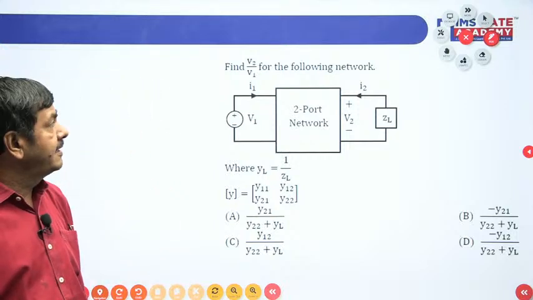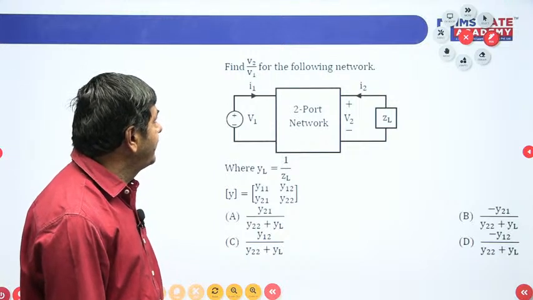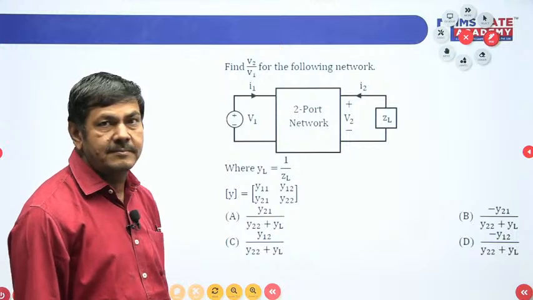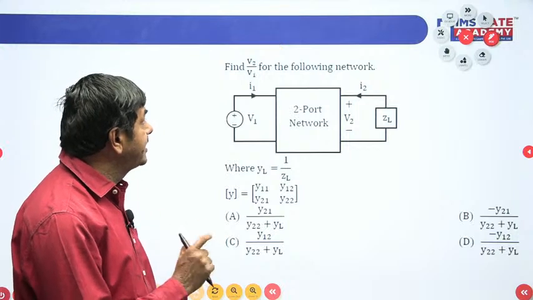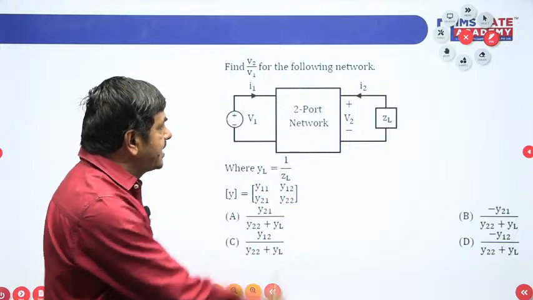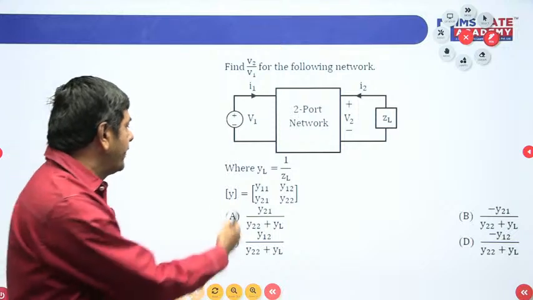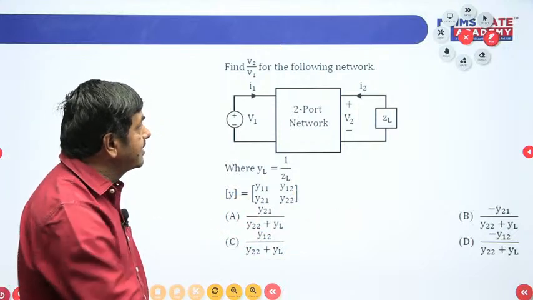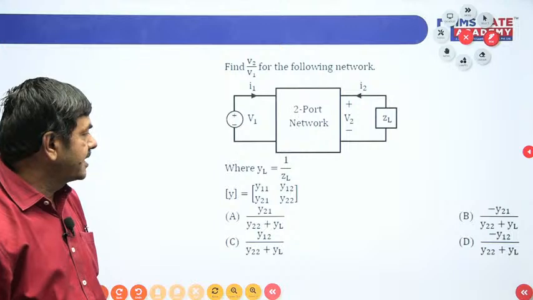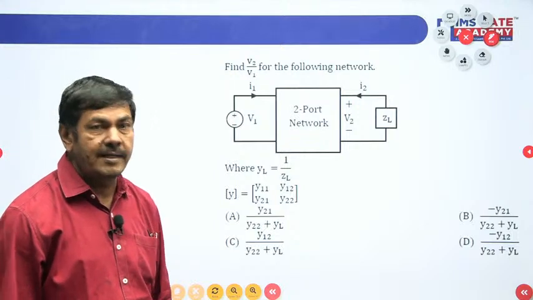But what is given in this particular problem? What is being asked? Find V2 by V1 for the following network. For the given network, the gain V2 by V1 is required, where YL is given as 1 by ZL. ZL is the load. The Y parameters are given. 4 options are given. We are asked to find which option is correct. V2 by V1 is required.